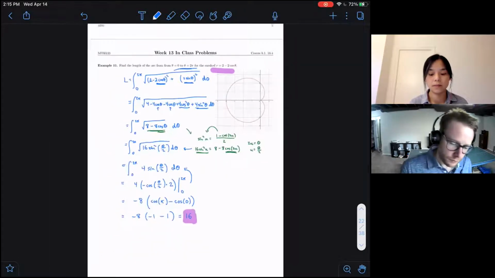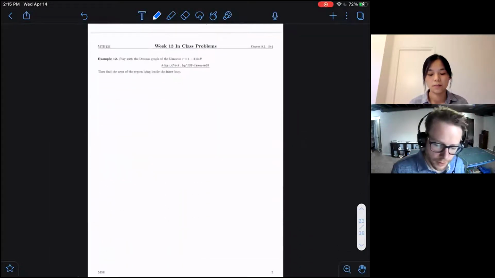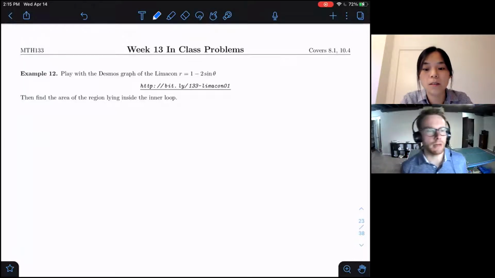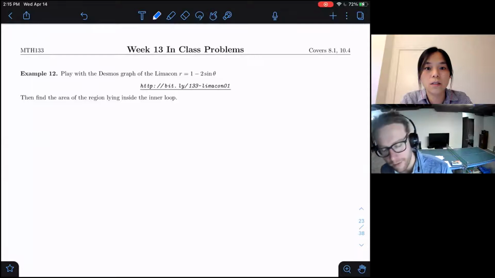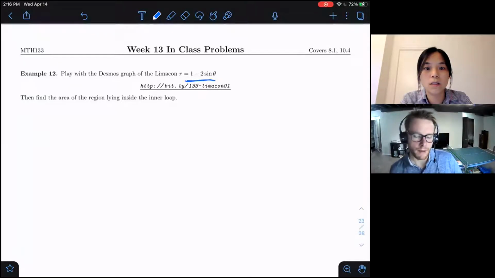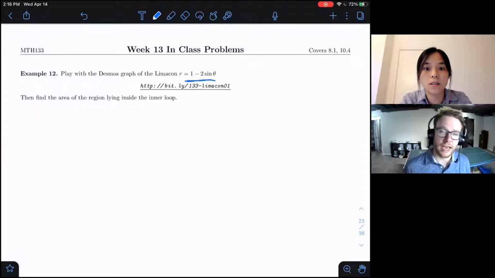Good. All right. Well, with that, we are going to move on into the area portion of today's class. And again, this is nice-ish areas. For the most part, we're going to be talking about when we only have one curve. And so here we have this limacon, r equals 1 minus 2 sine theta, and we'd like to find the area inside of the inner loop.